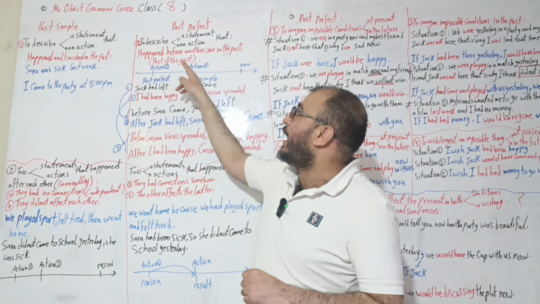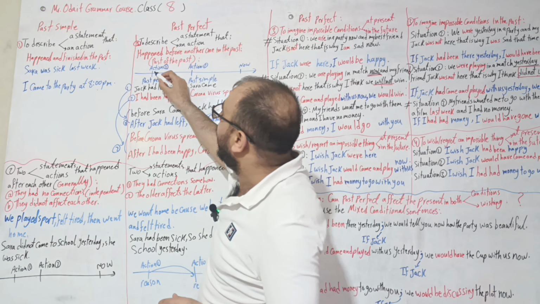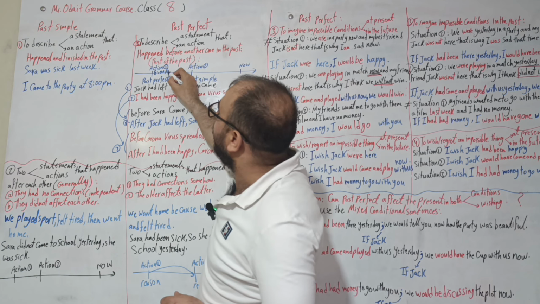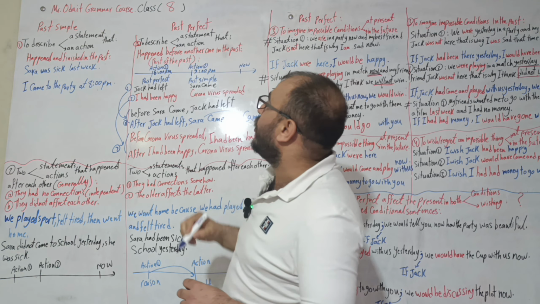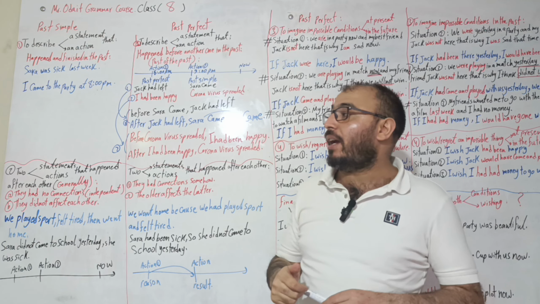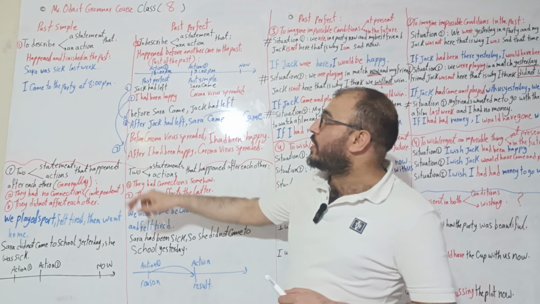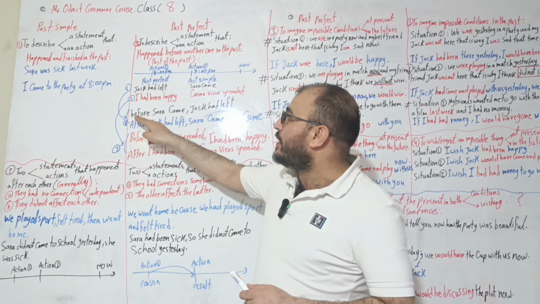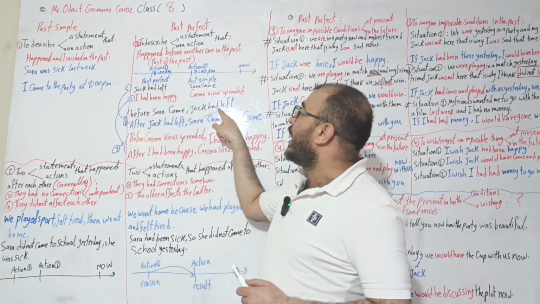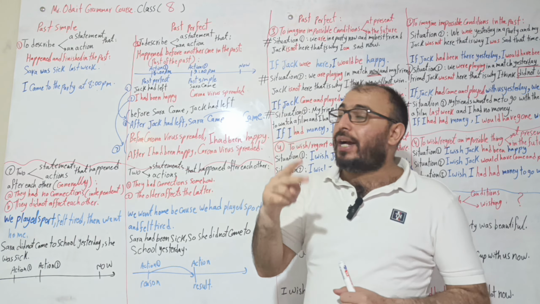We have a party, for example, and we have two people, Jack and Sarah. They wanted to meet, but Jack had to leave the party at 8 p.m. and Sarah came at 9 p.m. So how can I describe what happened? I have two options here. I can say, before Sarah came, what happened before Sarah came? Jack had left.